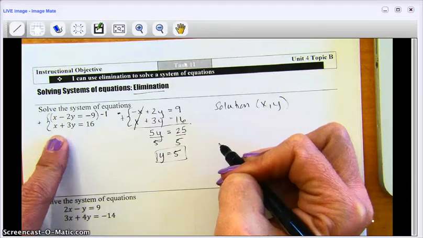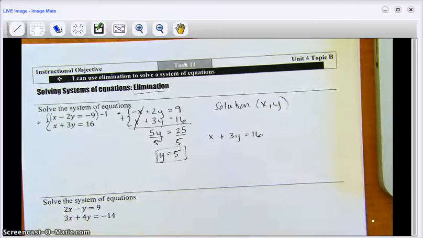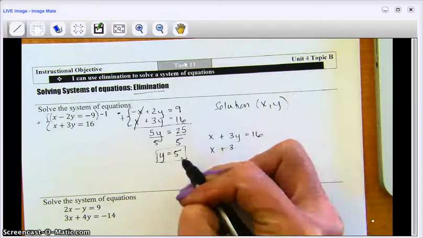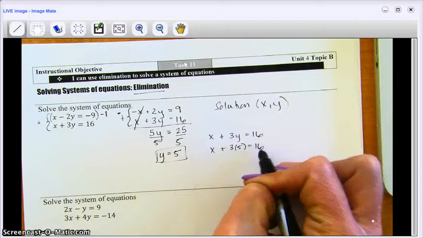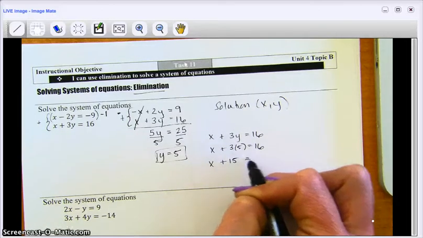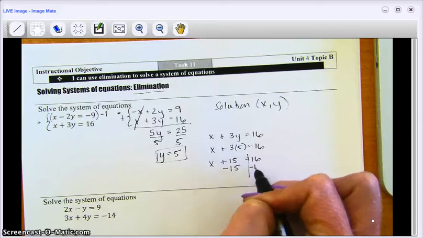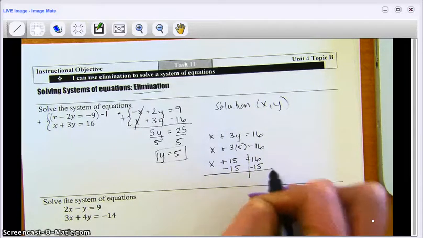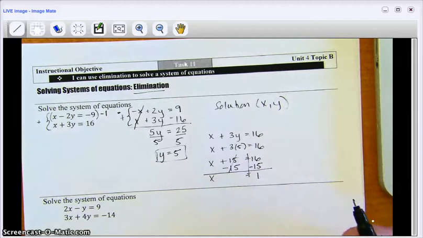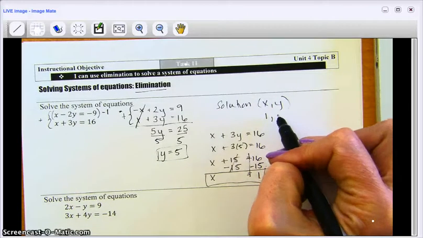And I'm going to just choose this equation because it's a little bit easier to deal with. x plus 3y equals 16, because everything is positive. Be careful, I have no 5x this time. So x plus 3, my y is 5, equals 16. So I'm going to do the math. 3 times 5 is 15, equals 16. Now I need to solve for x, so I'm going to get rid of this positive 15 by subtracting 15. And I have x equals 1. So when I put this together, I have to put it in my x, y form: it's (1, 5).